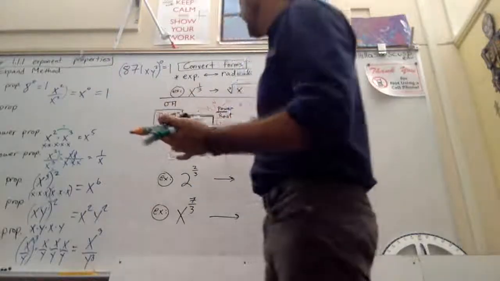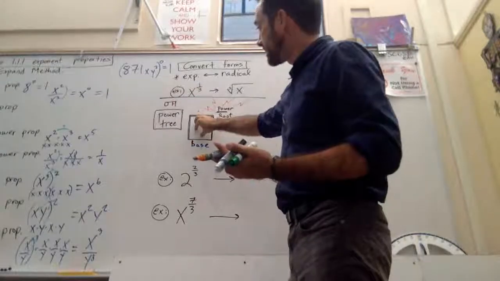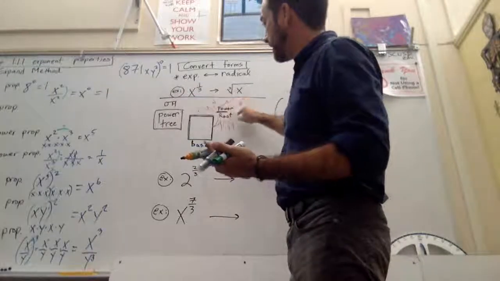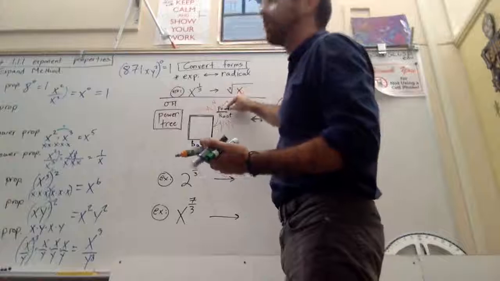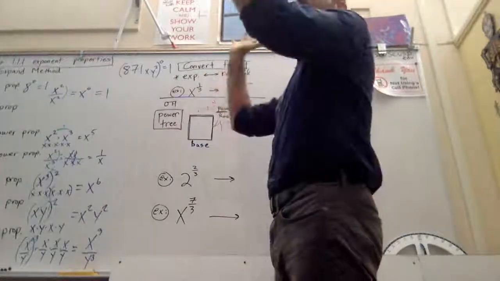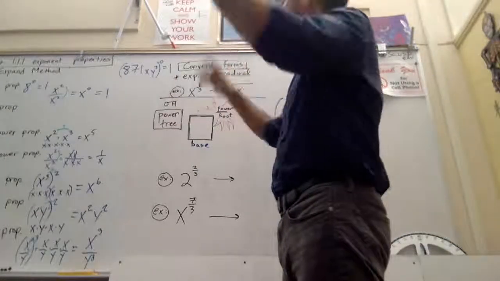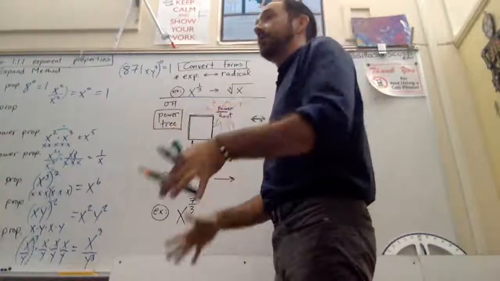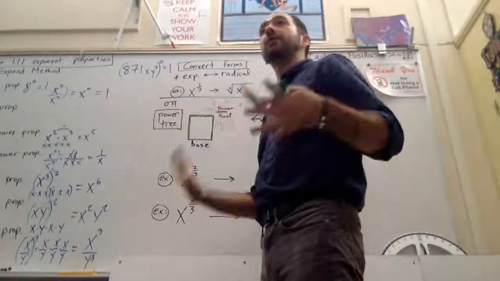Okay. When we have a base to an exponent that is a fraction, the power, just like lightning, is on the top. The power is on the top. The root, just like roots of a tree, is on the bottom. That's where we find those values.